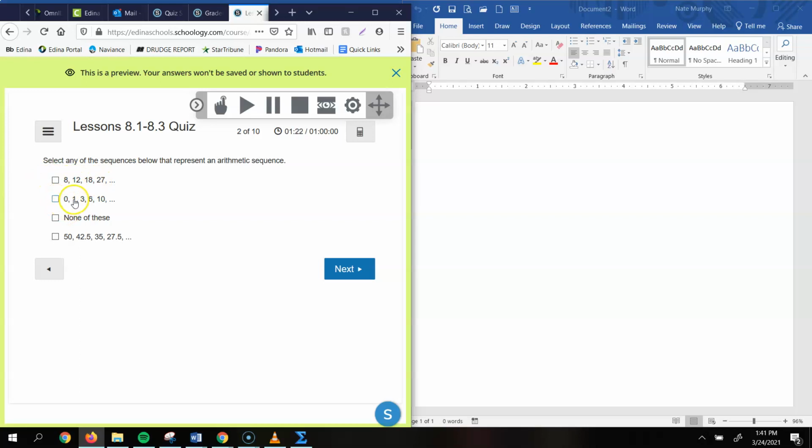Going from 0 to 1, I would add 1. From 1 to 3, I'd add 2. From 3 to 6, I'd add 3. And then from 6 to 10, I'd add 4. Well, even though it's a nice little pattern, it's not a common difference, and so it's not that one. So it could be this one, but let's see.